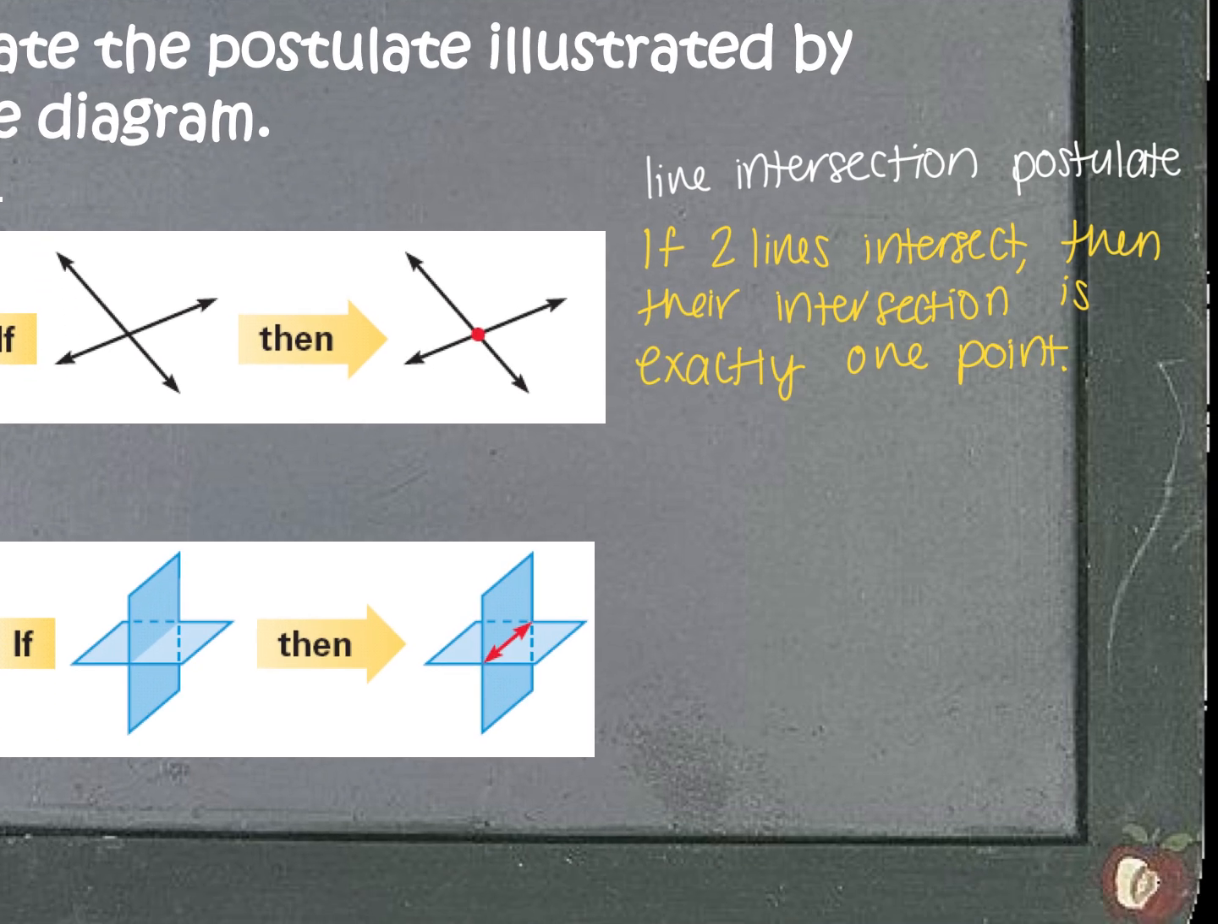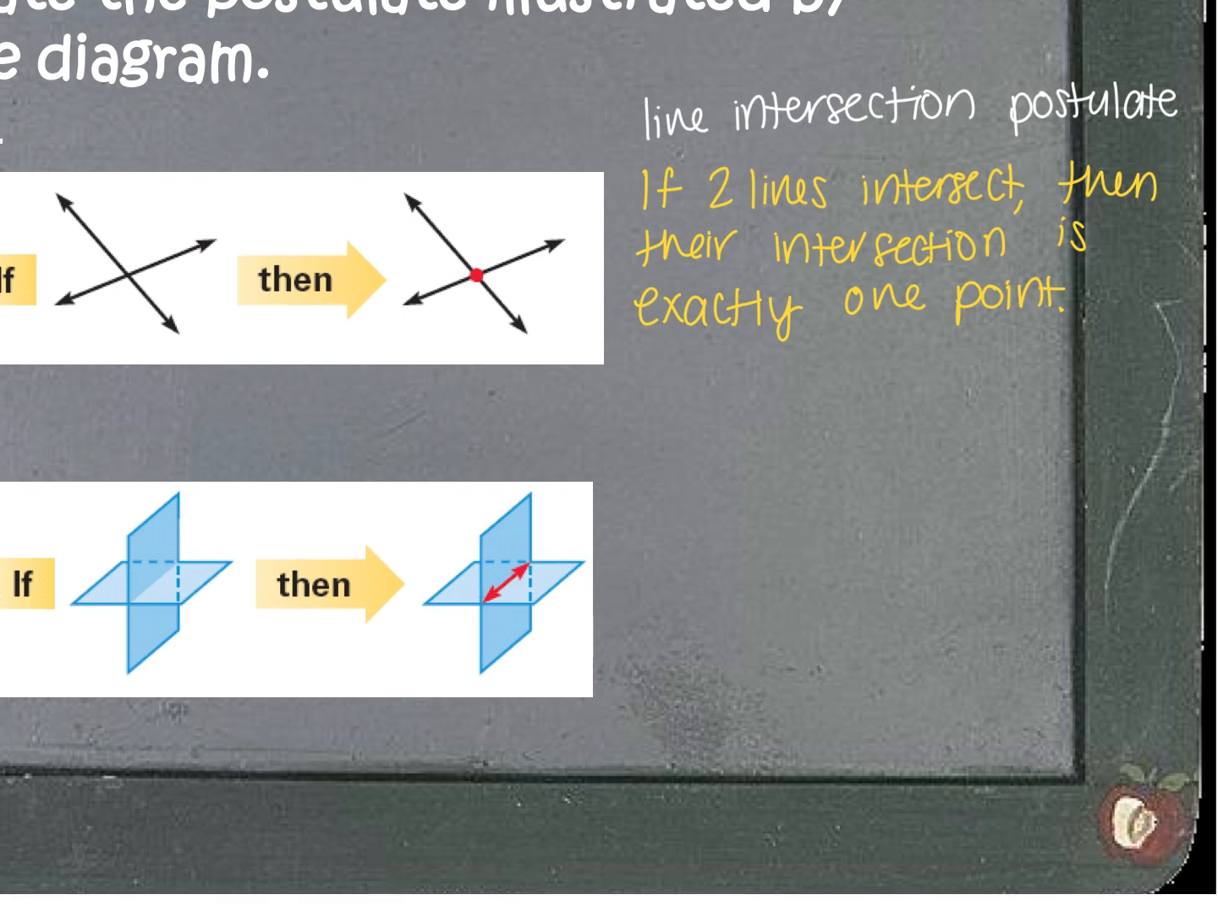Looking at B, what is this postulate? Yes, Christian? Good, this one is now the plane intersection postulate. So they look very similar, they sound very similar. Now again, pay attention to the definition.